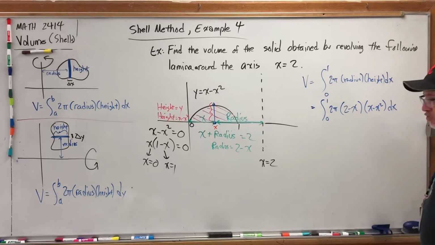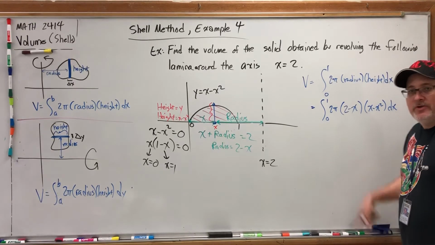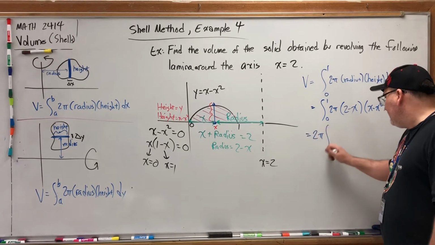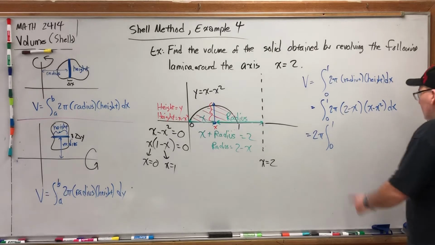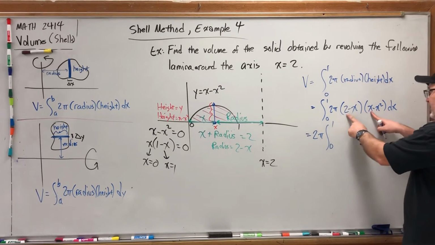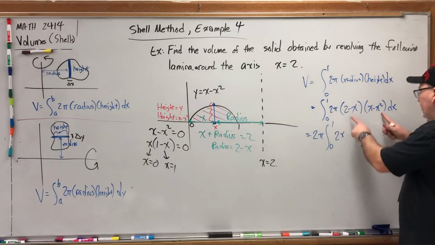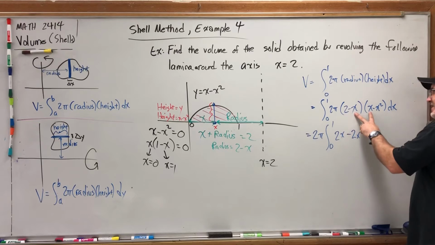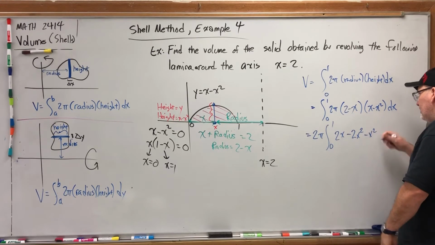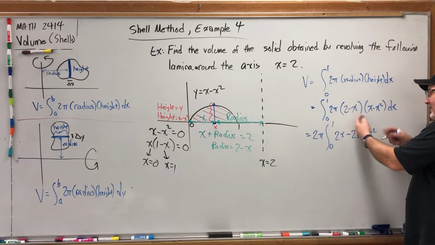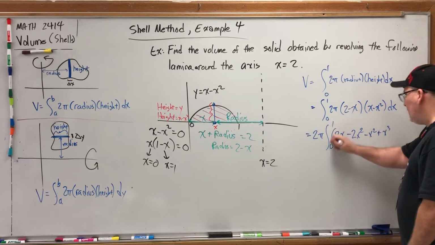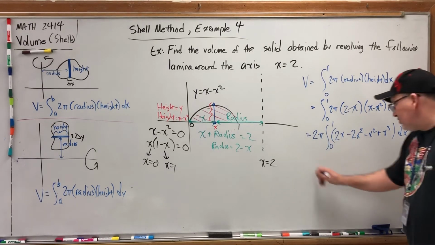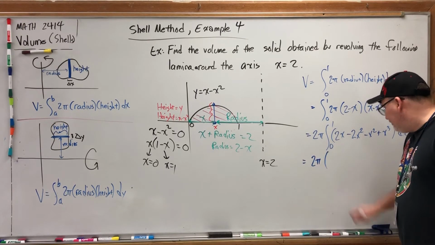Well, how are we going to integrate this product? Answer, we don't. Kill the product by foiling it out, and then integrate that. And while we're at it, let's pull out the 2 pi. All right. 2 times x is 2x, I'm doing FOIL. 2 times negative x squared is negative 2x squared. Inside, negative x times x is negative x squared. Last, negative x times negative x squared is positive x cubed. Okay. I can combine those like terms, but I think I won't.